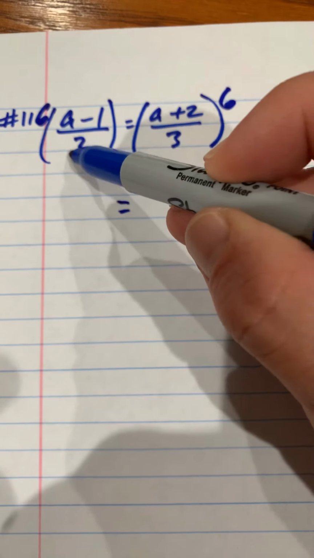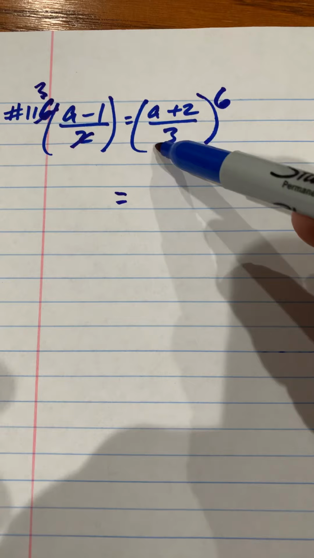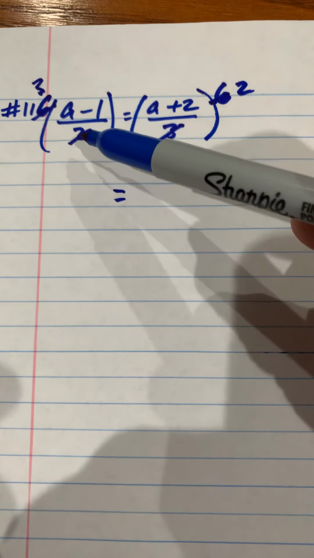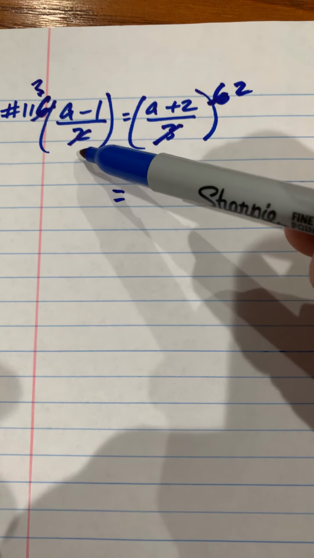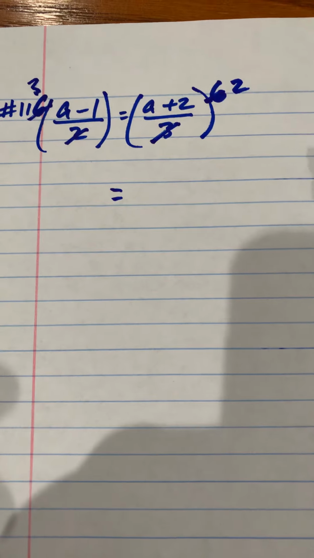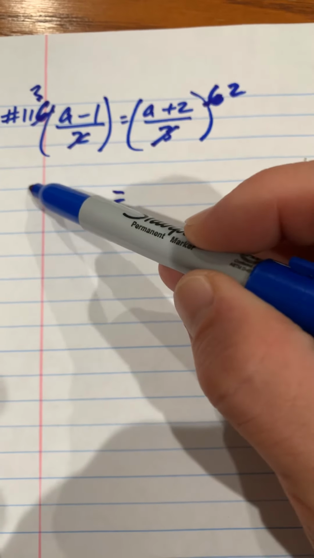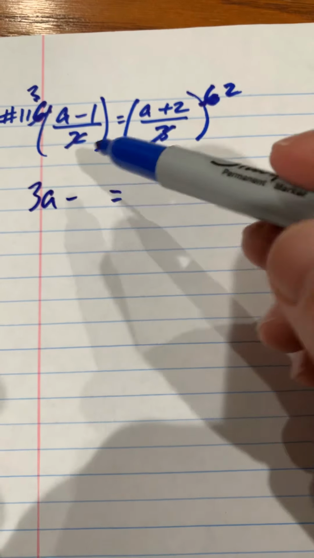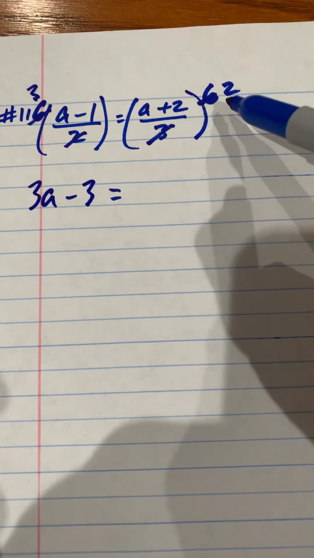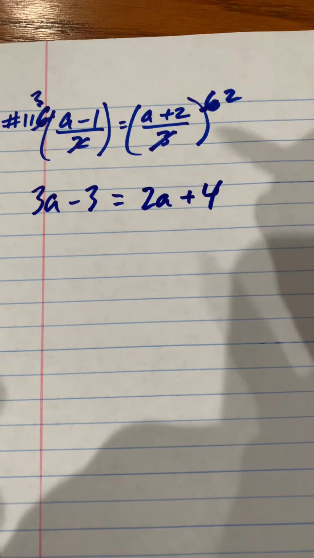This becomes 3. And this becomes 2, right? 2 divided by 2 is 1. 6 divided by 2 is 3. 3 divided by 3 is 1. 6 divided by 3 is 2. And now we're just going to distribute. So we get 3a minus 3 equals, 2 times a is 2a plus 4.